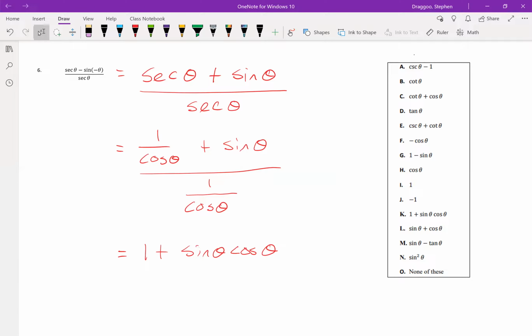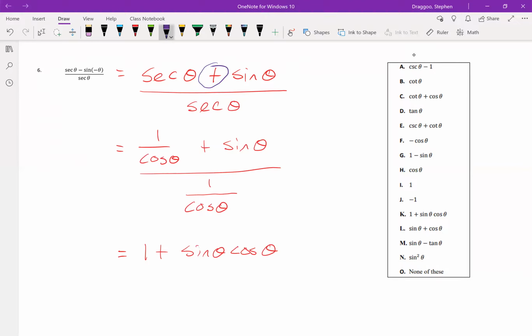Problem 6. My first step is dealing with the odd identity for sine. So I have negative sine of negative theta. So that negative should come out, and that double negative gives me secant plus sine theta in the numerator, divided by secant theta.